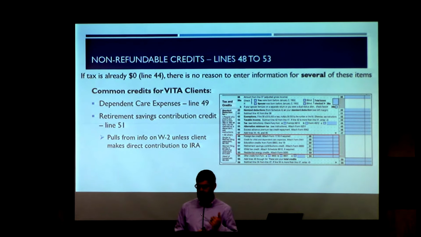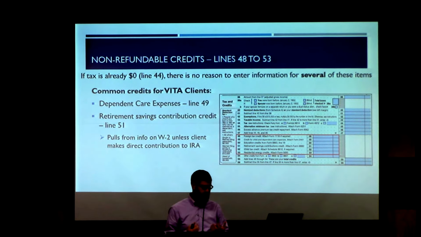Dependent care expenses is a big one. Again, what you might have happen is someone whose AGI is not high enough to exceed their standard deduction and exemptions, and you're going to take a whole bunch of time to put in their child care expenses, and then you're not going to see it show up on the form. So if the tax is already zero, the non-refundable credits will not show up on the 1040. I'll say that again. If the tax is zero and you put in for non-refundable credits, they will not show up on the 1040.